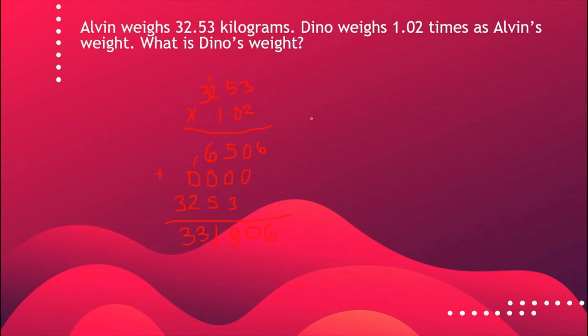Okay, so Dino's weight is 33.1806 kilograms. Actually, we could round this off to the nearest hundredths. So this will be 33.18 kilograms. So this is now the weight of Dino.